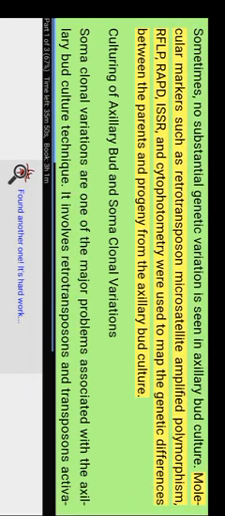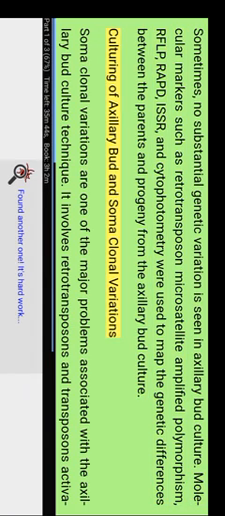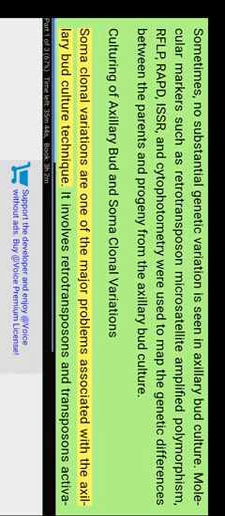Molecular markers such as retrotransposon microsatellite amplified polymorphism, RFLP, RAPD, ISSR, and cytophotometry were used to map the genetic differences between the parents and progeny from the axillary bud culture. Culturing of axillary bud and somaclonal variations. Somaclonal variations are one of the major problems associated with the axillary bud culture technique. It involves retrotransposon and transposon activation, gene activation and silencing, changes in the gene sequence, phenotypic mutations, and cytological abnormalities. Hence, it can be regarded that somaclonal variations occur genetically as well as epigenetically.